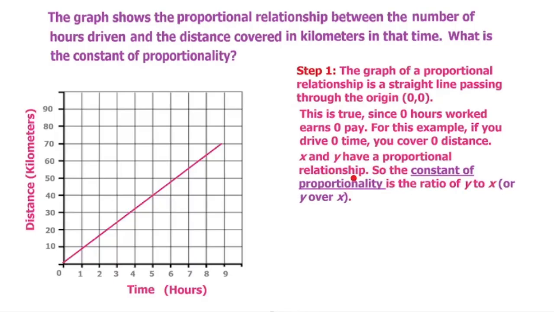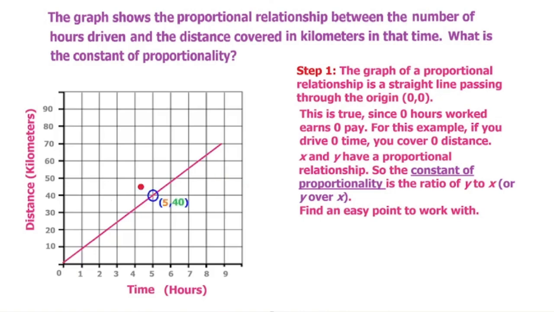So the constant of proportionality is the ratio of y to x. Or in other words, it's y over x. So now we can find an easy point to work with. Always try to find an easy point to work with.